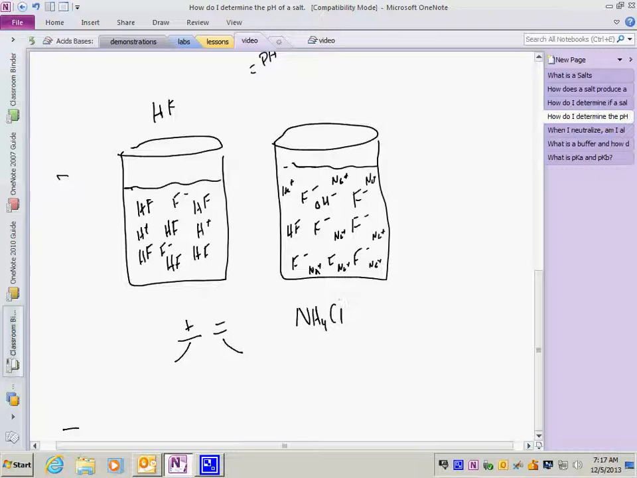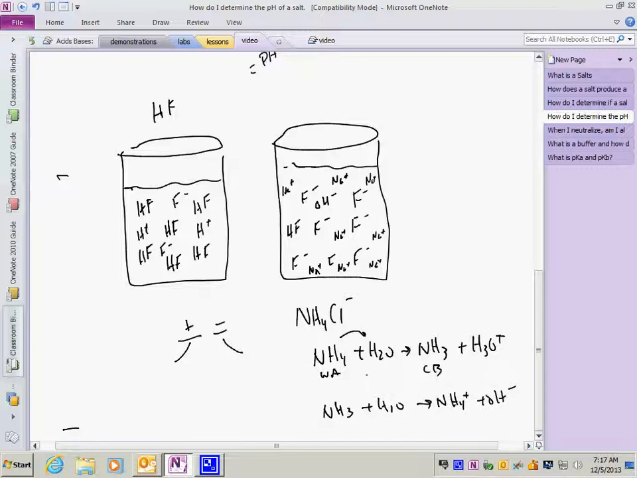This guy, again, you need to remove the chloride. This is a spectator. NH4 plus H2O yields NH3 plus H3O plus. I'm donating here. This is my weak acid. This is my conjugate base. The reverse reaction would be NH3 plus H2O yields NH4 plus OH negative. This is my base. This is my conjugate acid. That's pretty much it. In a future video, we'll talk about neutralization and buffers.